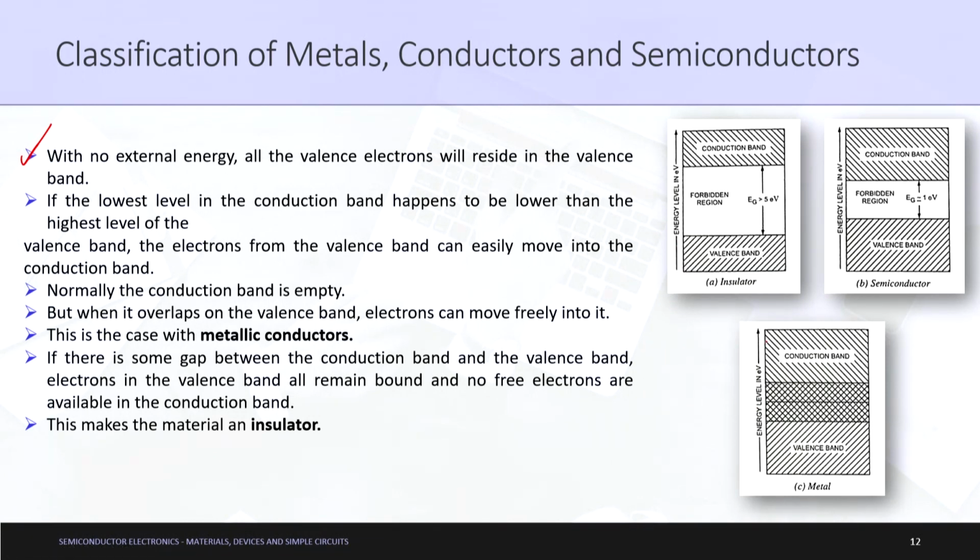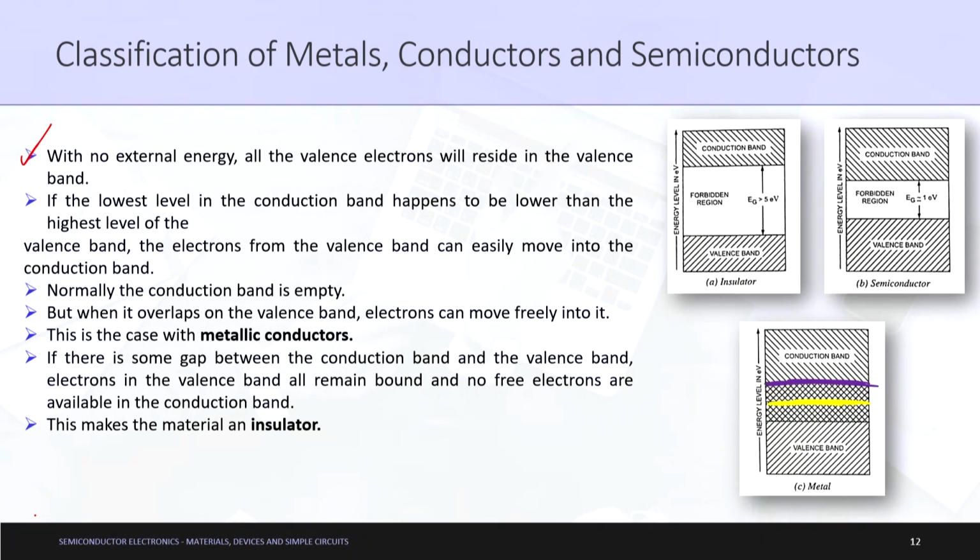Let us say this is the lowest level of your conduction band. Let me change the color for more clarity. Okay, this color is not visible. Let us say this is the lowest level of your conduction band, and let us say that this is the highest level of your valence band. So, basically what we are trying to understand is that there is some mixing of your valence band and conduction band.